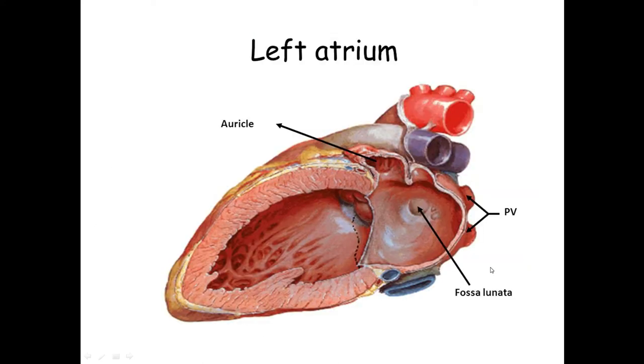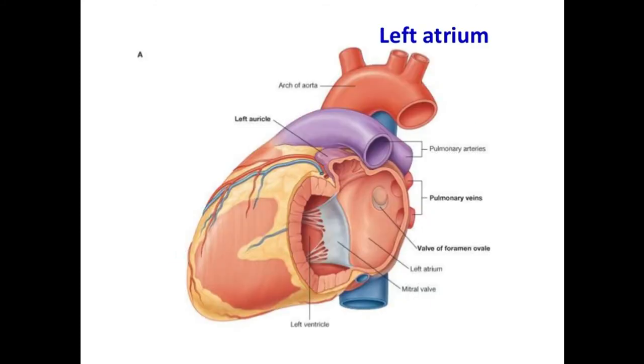Let's have a look. So we are in the left atrium, and here lies the fossa lunata. Same as the fossa ovalis we studied in the right atrium. Here lies the bicuspid or the mitral valve.